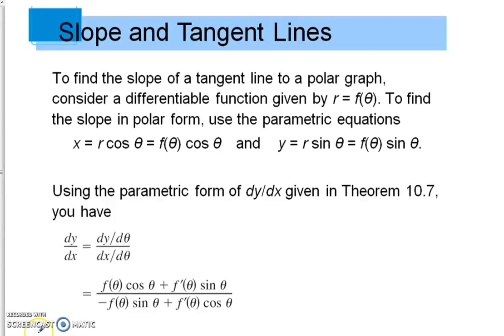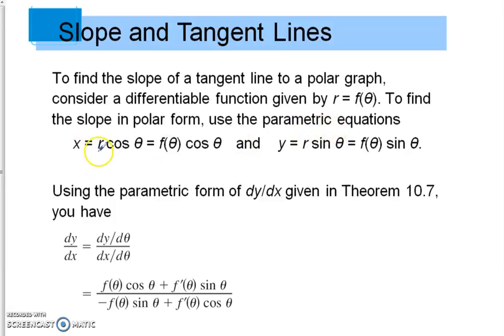Okay, we look at section 10.4, day 2, slope and arc length, tangent lines. We're going to look at the calculus part of the polar form of the equation, polar equations. First, to find the slope of the tangent line to a polar graph, we want a differentiable function given by r, which is a function of theta. To find the slope of polar form, we use the parametric equations.